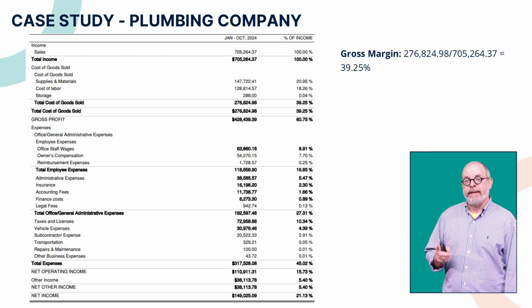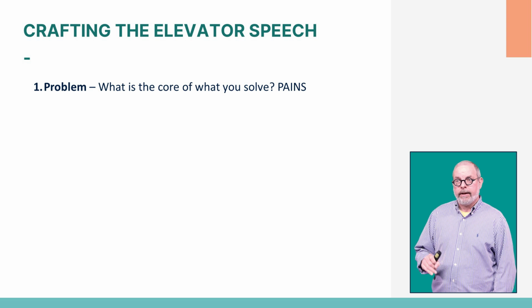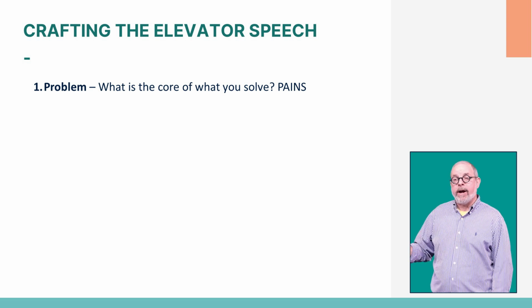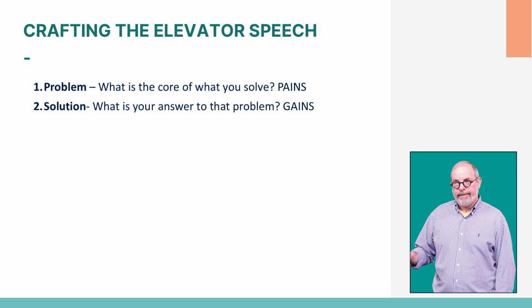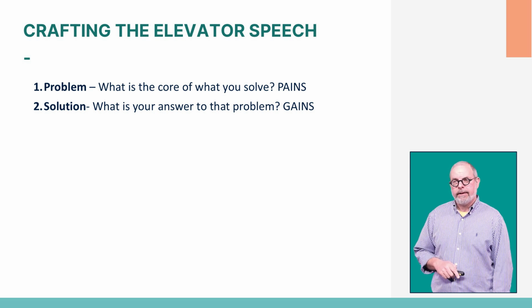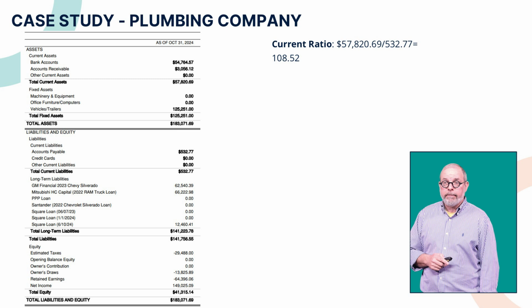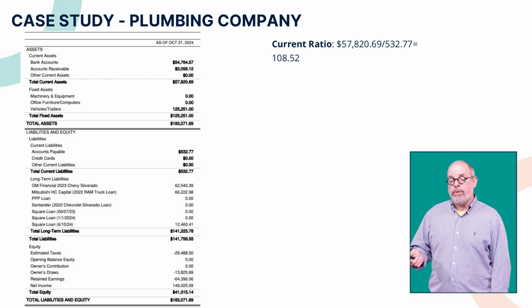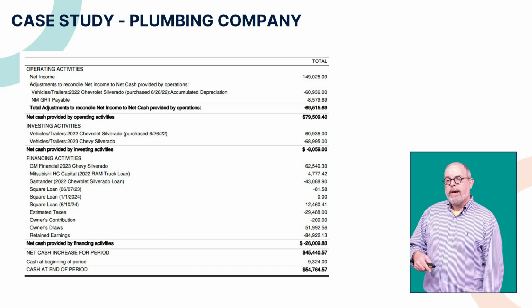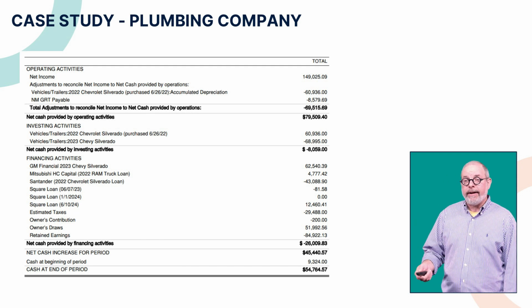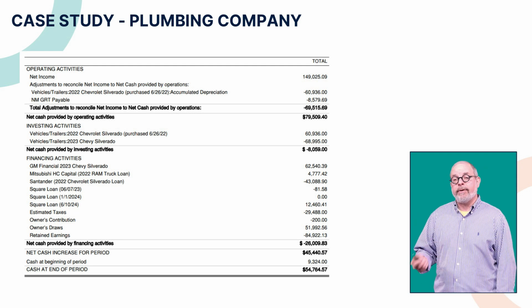And those essential elements are this: a problem-solution way of thinking. What is the core of what you solve? What is your answer to that problem? These are those pains and gains from your value proposition canvas. Of course, you talk about your target market. For us, that's anyone with a passion to start or grow a small business. How are you faster, cheaper, and better? What's the competition? What's the differentiation?